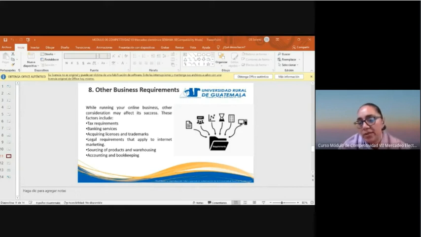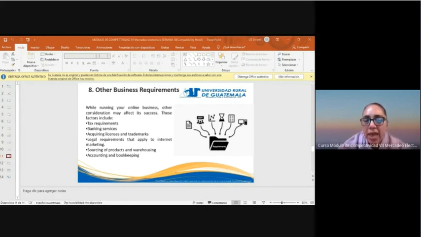This is something really important. If you're accepting debit or credit cards or transfers, you need to know all these types of costs because you need to be really transparent and clear with your customers. If you need to have any type of license or probably a trademark, if you're selling a product from this type of license, make sure that you have everything in a legal way. The legal requirements that apply to internet marketing, you need to know about this part also. The sourcing of products and warehousing are also really, really important.